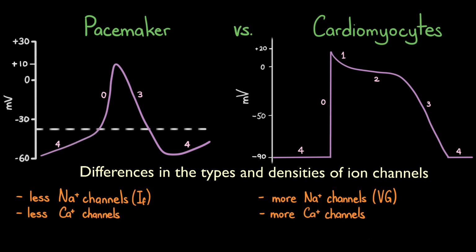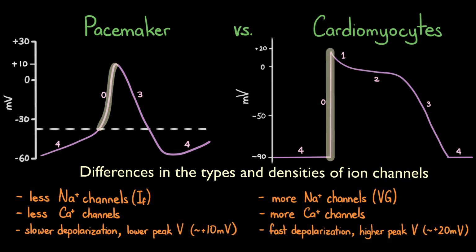Pacemaker cells also have less calcium channels compared to contractile cardiomyocytes. In pacemaker cells, the opening of calcium channels depolarizes the cell membrane. In cardiac cells, the opening of the calcium channels creates a plateau in the membrane potential. As a result of the differences in ion channels, the action potential of pacemaker cells has a slower depolarization rate and a lower peak voltage compared to the contractile cardiomyocytes.